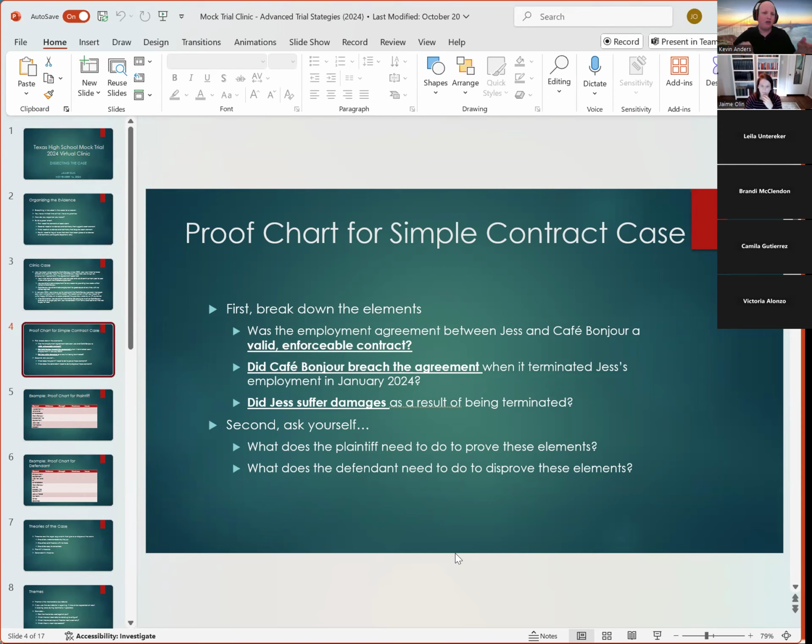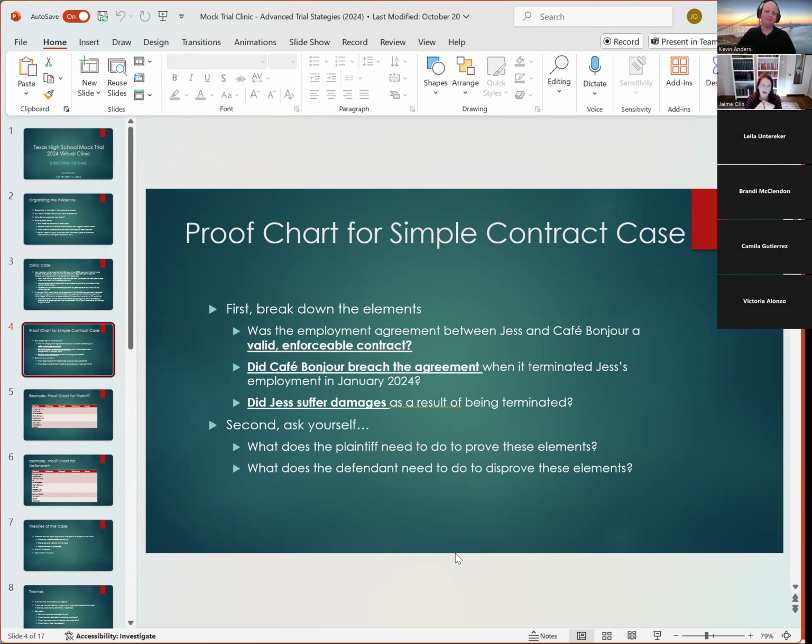So when you're doing your proof chart, you're helping yourself prepare for the case, but you're also starting to plan for how you will present this to the jury. That's the next step beyond just making sure that you actually talk about them. It's about how you present the ideas to the jury, who is the ultimate fact finder in this case.